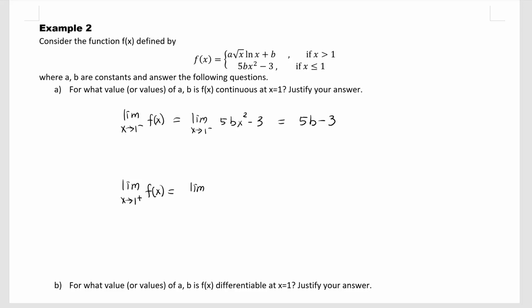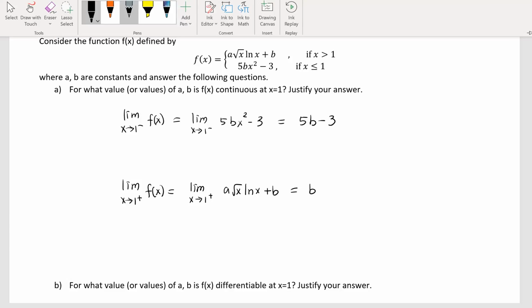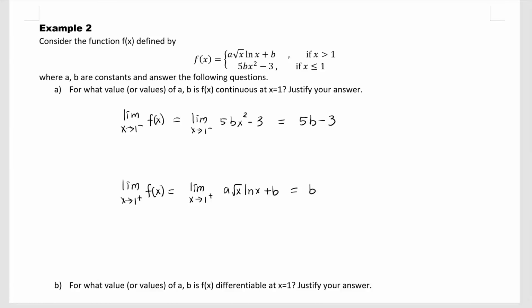Alright, how about the top guy? We have x goes to 1, a square root of x, ln of x plus b. And when we plug in x as 1, ln of 1 is 0. So this is just b. Okay, and which one equals f of 1? Look at this guy. So does the left side limit also equal f of 1? All right, and then we can continue to set them equal.